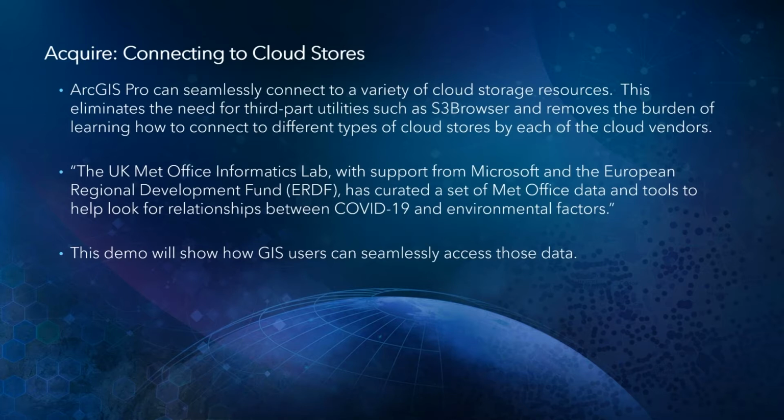The example we'd like to use today is actually data from the UK Met Office from the Informatics Lab. They released a very rich set of data to help people look for these relationships between COVID-19 and environmental factors. And so we'll show in this next demo how to actually access that data. They provided all of the information that I needed in a publicly available blog. And so any ArcGIS user could use that information from the blog to connect to that rich resource. So let's hop into the demo.